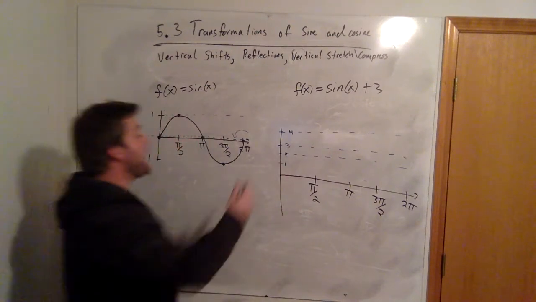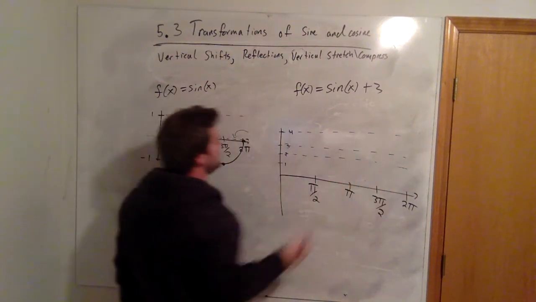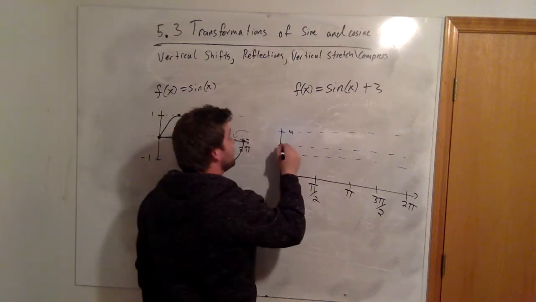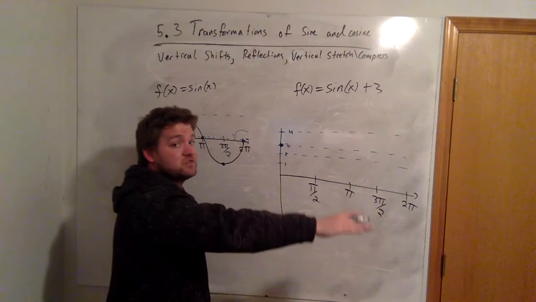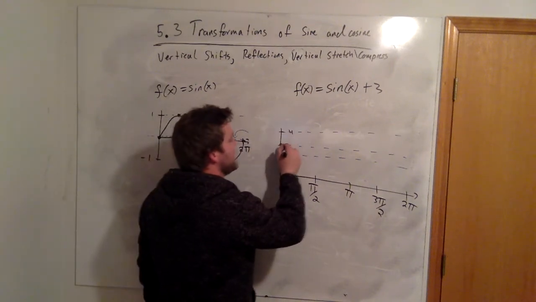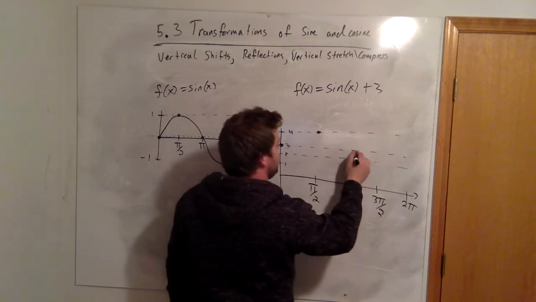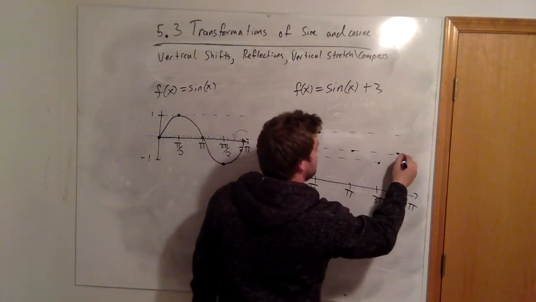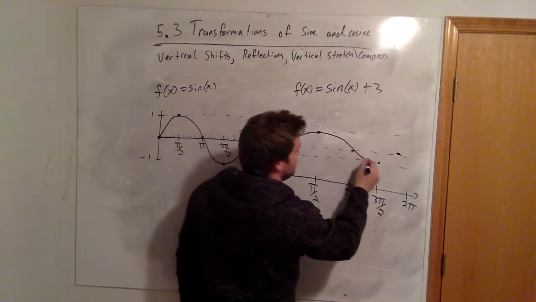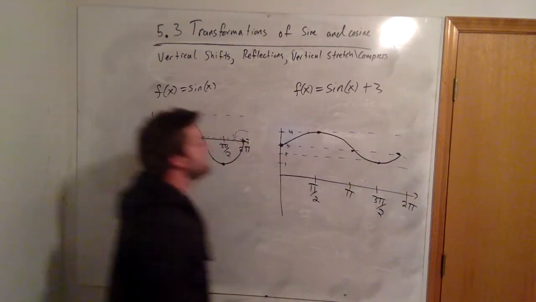And then I'm just going to bounce off those spots on the unit circle like we normally do. Okay, so sine starts at equilibrium, and then as we go around the unit circle, the y-coordinate increases. So I'm going to initially start by going up, and then we're going to bounce off those spots. So here's the graph of sine of x plus 3.